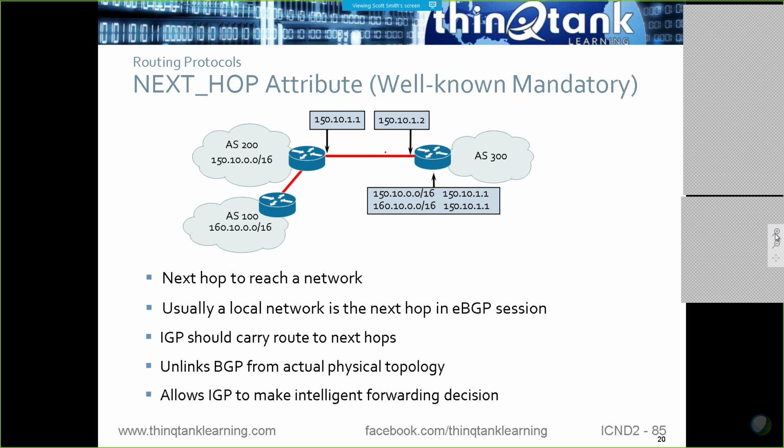Unlinks BGP from actual physical topology. What are they trying to say there? What was I trying to say there? Because I put this in here. Oh, unlinks, excuse me. I guess that's directly related to what I was saying about these virtual peering relationships. The 150.10 subnet might be an individual network within this cloud. This router at AS300 says, hey, if I want to get to that network, send it to this next hop, which is another BGP router. But this BGP router, the one on the left, connected to AS200, is not only running BGP, but it's also running an IGP. So once it gets to this edge router, the traffic then gets routed into the cloud using the IGP. Allows the IGP to make intelligent forwarding decisions. We'll see more of that as we get into the design a little bit later on.